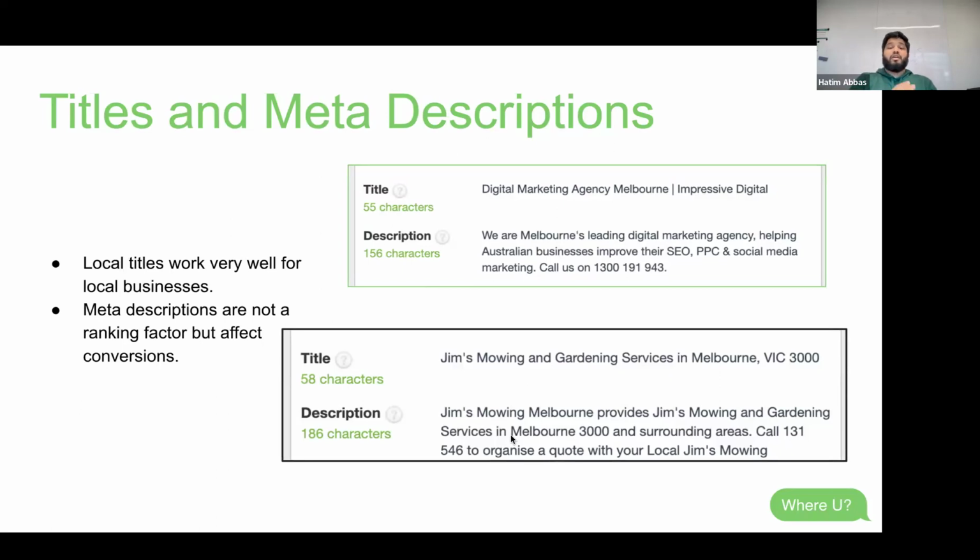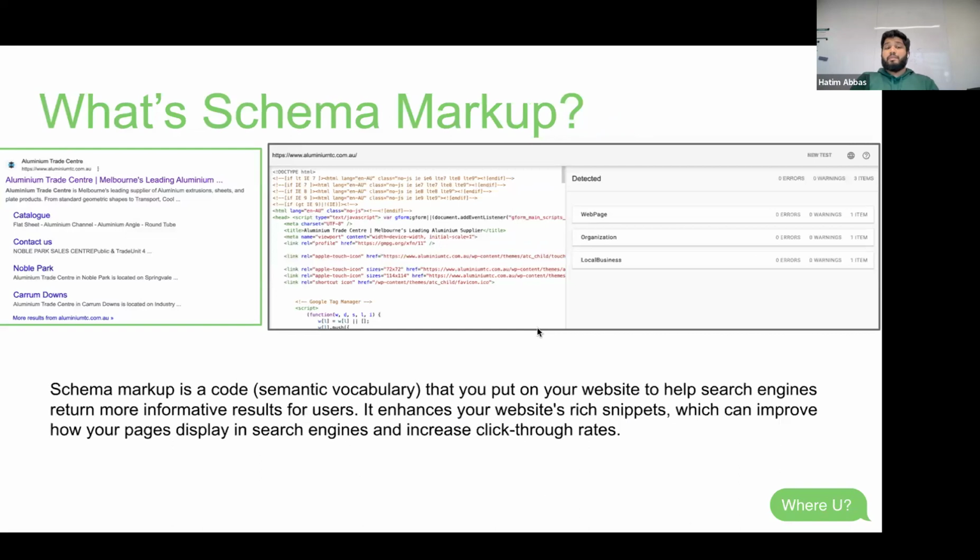and then you've got Melbourne once again in the meta description. The reason you want to have this is because it provides surety that this is a business serving a particular local area. So if I'm searching for Jim's Mowing Services, I'm going to get the landing page for Jim's Mowing and Garden Services in Melbourne. Cool. All right. Next up, schema markup.